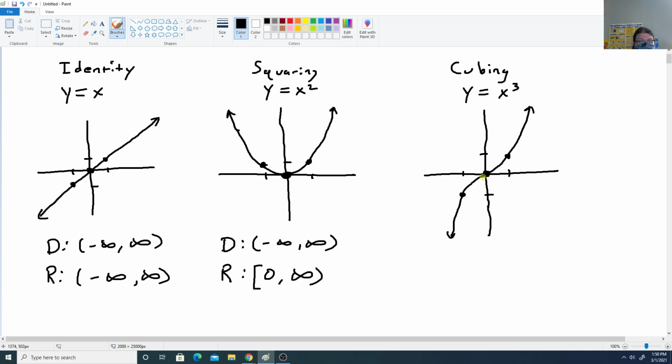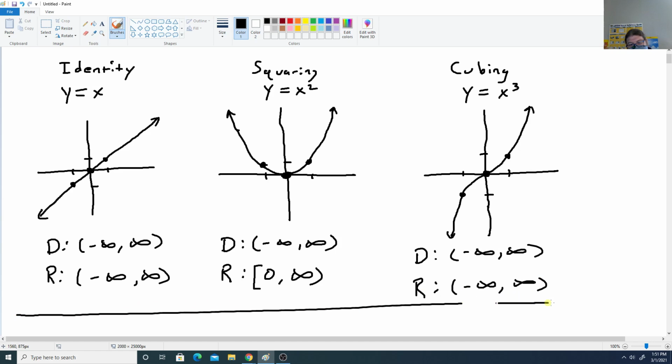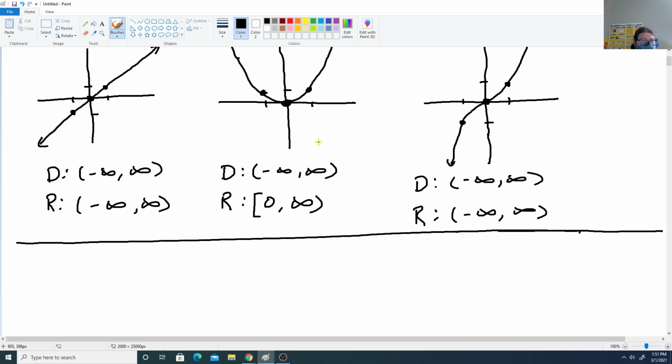And for the cubing function, this is similar to the diagonal line. It hits all x values. The graph exists for every x. And for every y, the graph passes through it. So its domain and range are both all real numbers as well. So this is the initial group of 3. Next group of 3, we have absolute value, the square root function, and the cube root function.